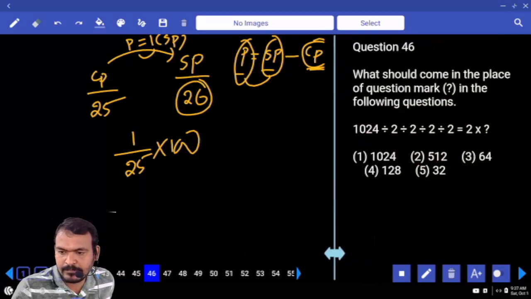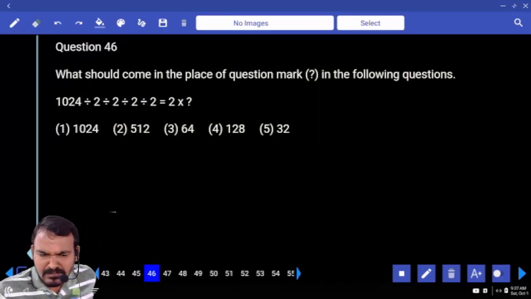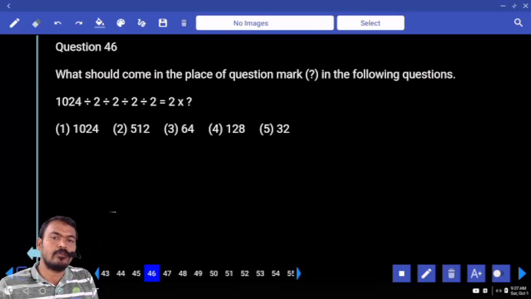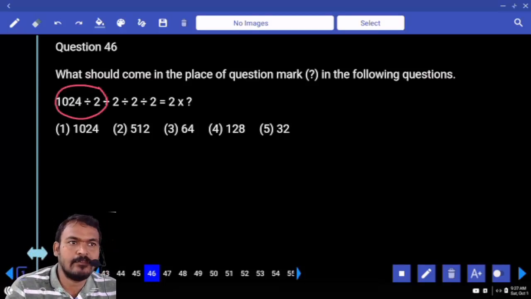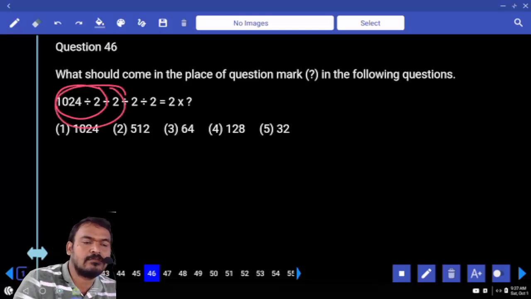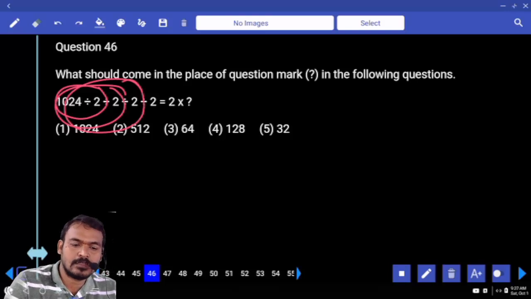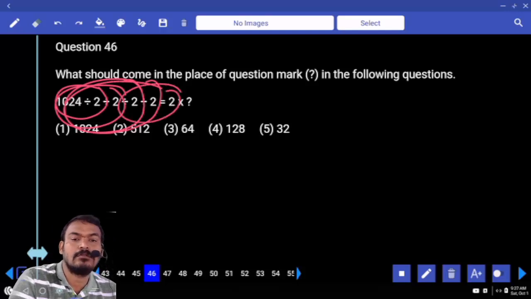Simplifications. 1024 divide by 2, 512. 512 divide by 2, 256. Divide by 2, 128. 128 divide by 2, 64. Divide by 2, 32.